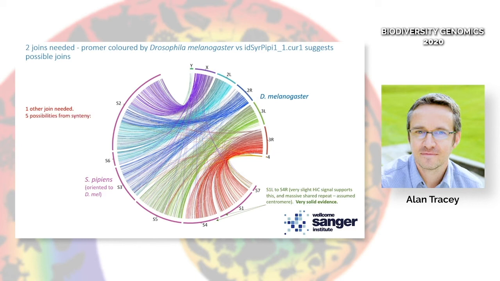According to synteny evidence, there are 5 possible joins involving 3 pairs of scaffolds. Either end of S6 to the left end of S3, the left end of S3 to the right end of S2, or the right end of S2 to either end of S6.